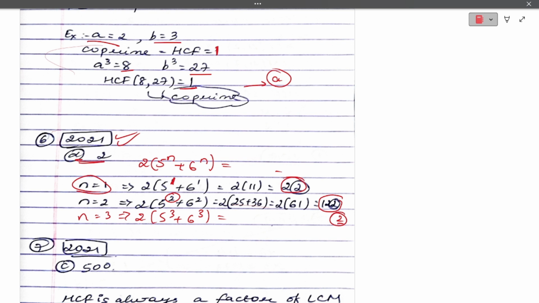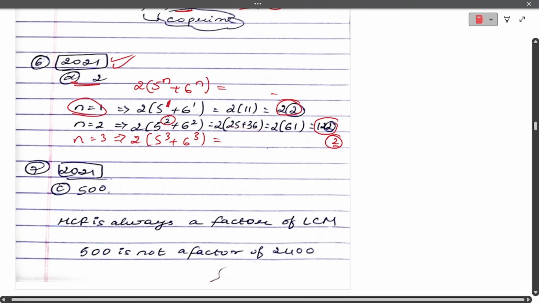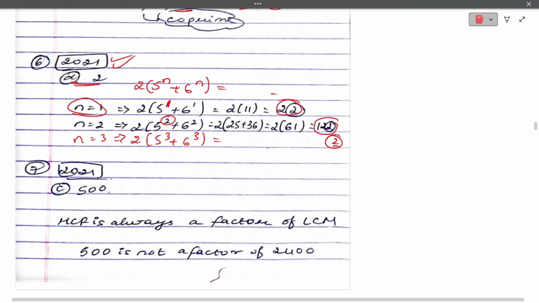Now we will go with question number 7. The LCM of two numbers is 2400. Which of the following cannot be the HCF? This is one of the Adi Sharma MCQ questions. This was solved in our class. This was asked in 2021. This is by observation.